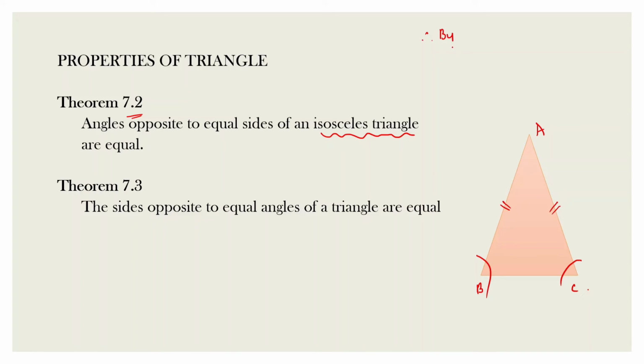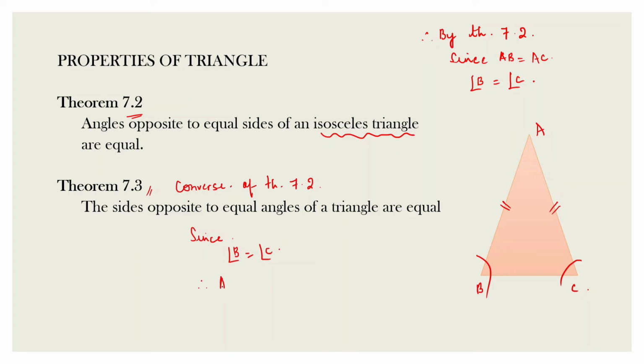Thus, by theorem 7.2, since AB is equal to AC, we could say that angle B is equal to angle C. Theorem 7.3: The sides opposite to equal angles of a triangle are equal. This is the converse of theorem 7.2. Here we could say that since angle B is equal to angle C, AB equals AC.